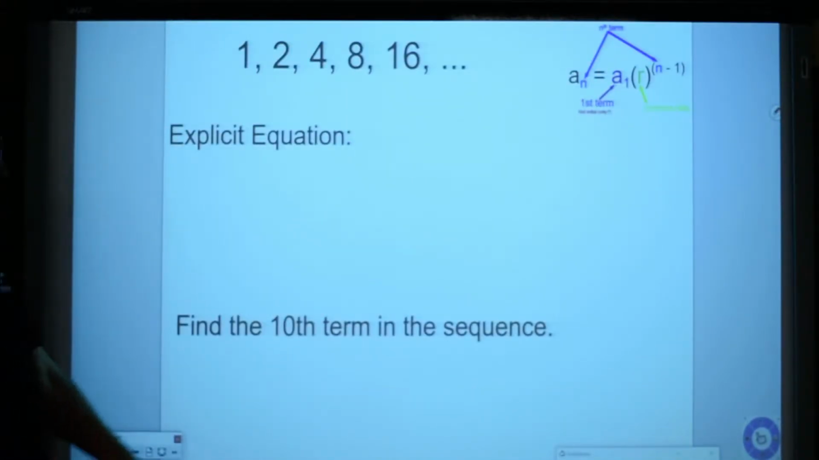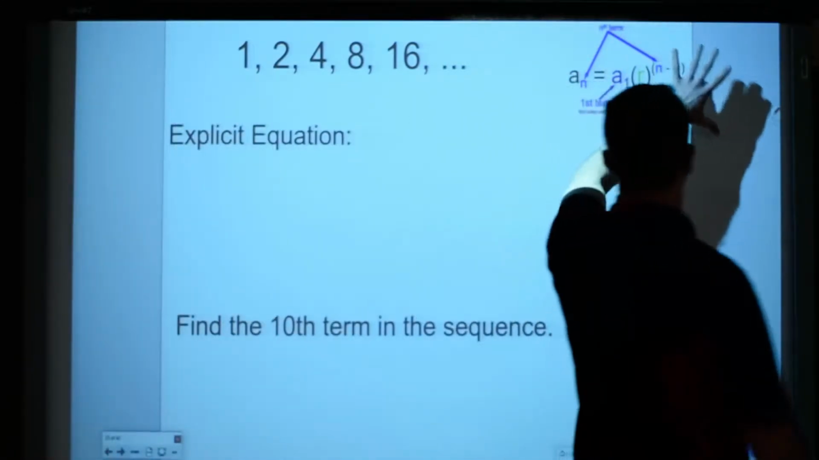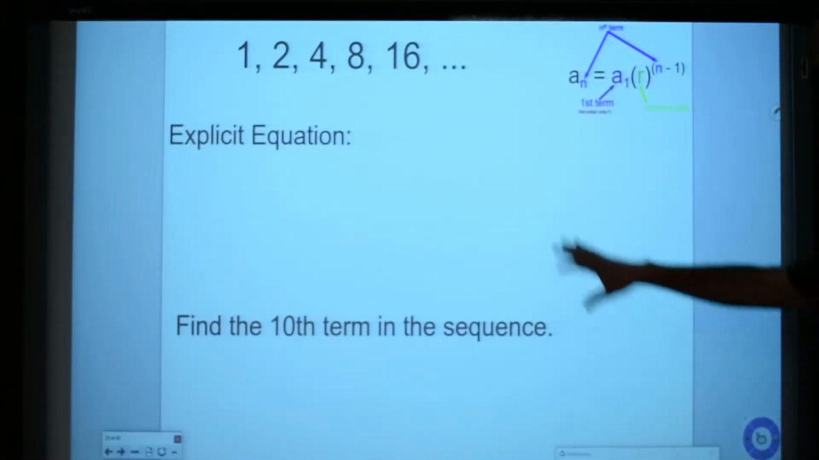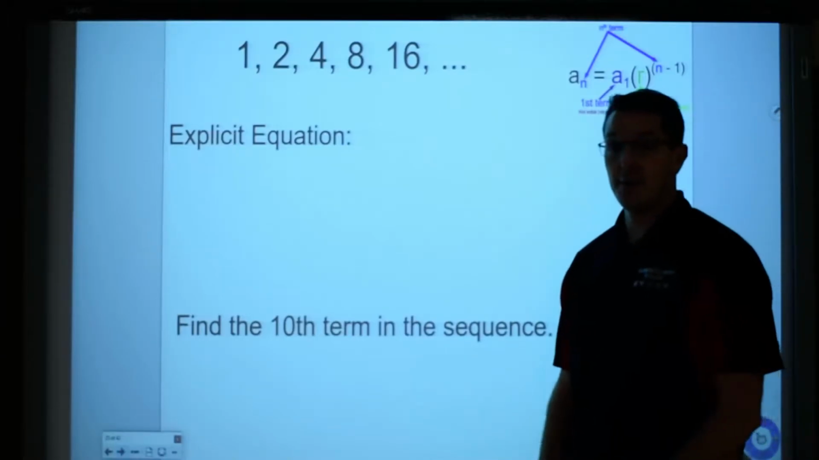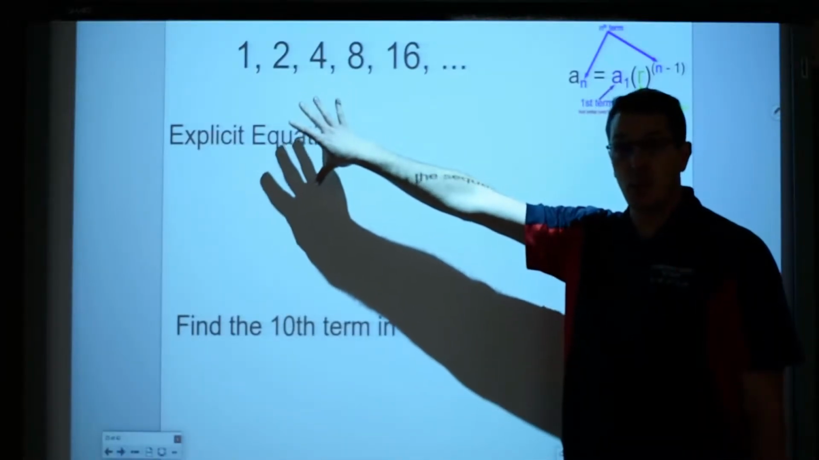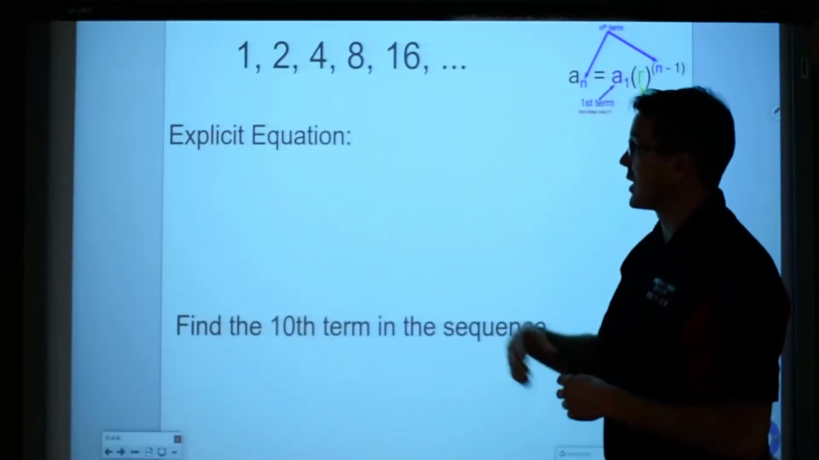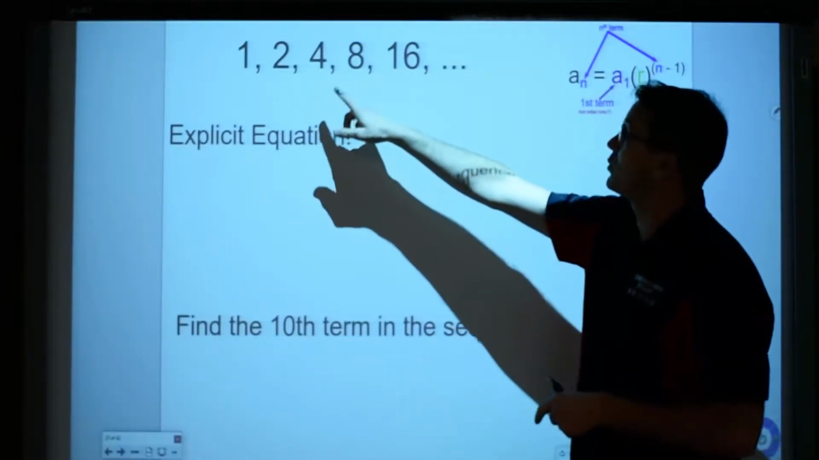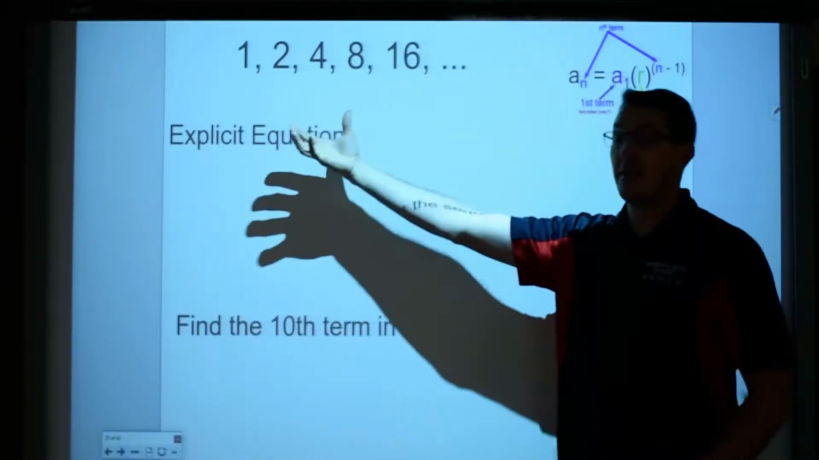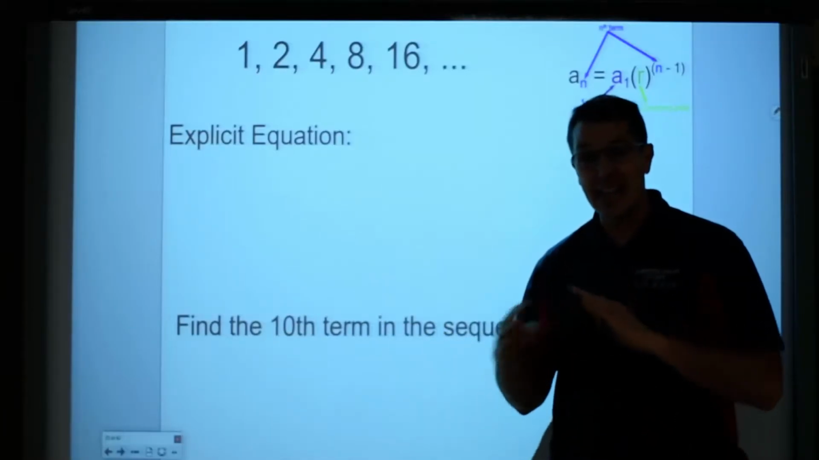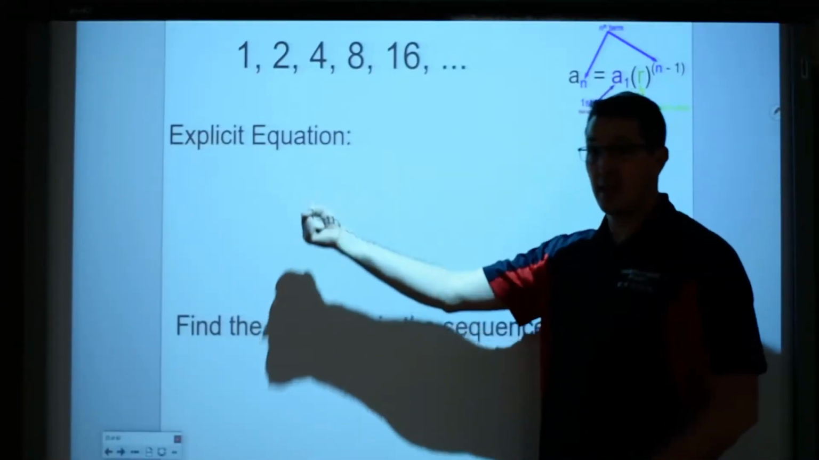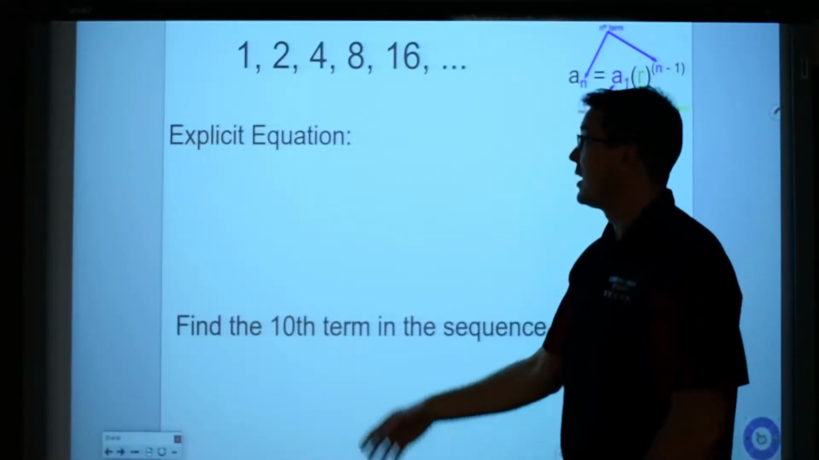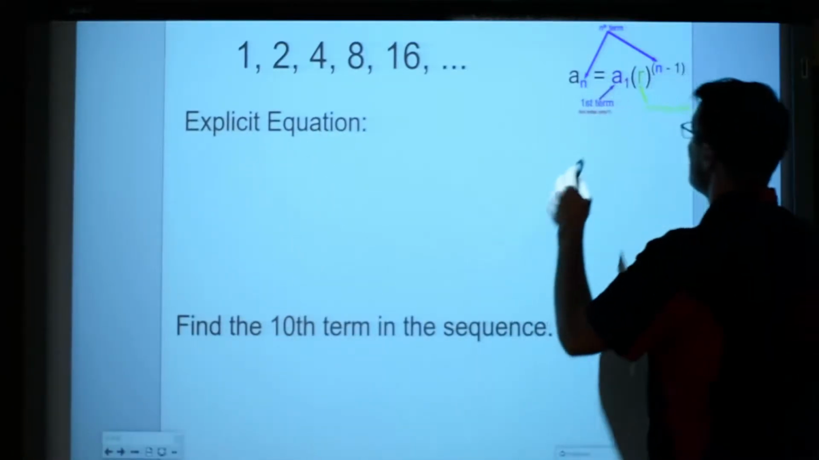So let's go ahead and try one. Hopefully you've already written this down. If you haven't, you should do it now. Here is a sequence. I want to write the explicit equation. The reason why I want to write the explicit equation is because instead of having to do this again and again and again, if I write the explicit equation, I can find any term in a sequence. I can find the 10th term, I can find the 1000th term. But to do that, I'm going to need some pieces of information.